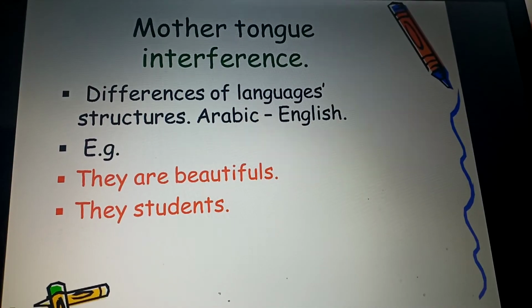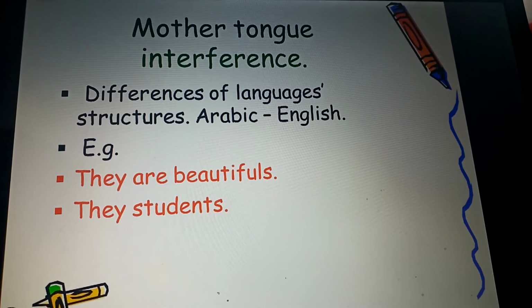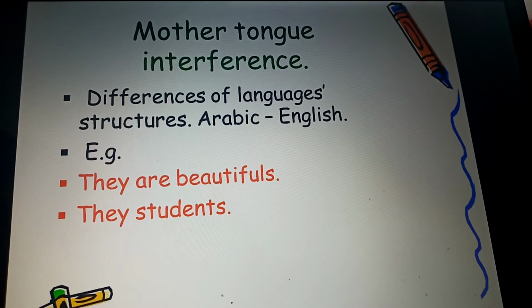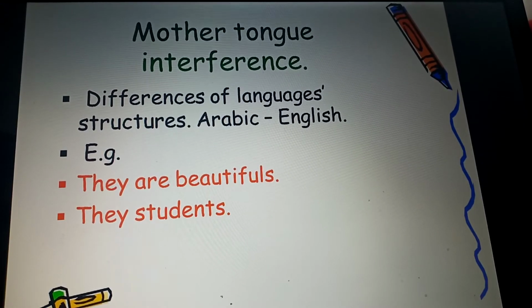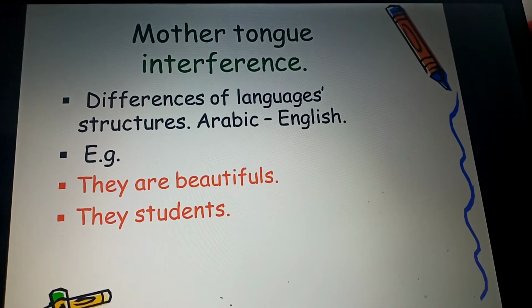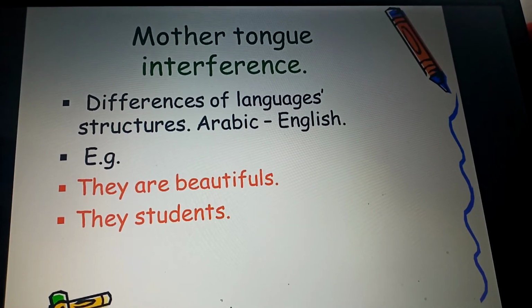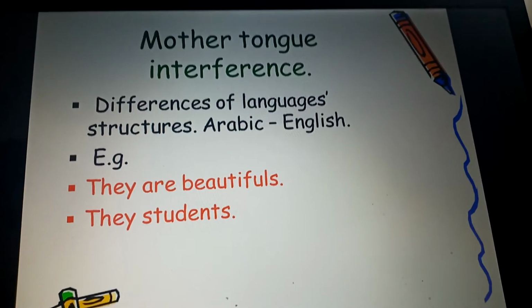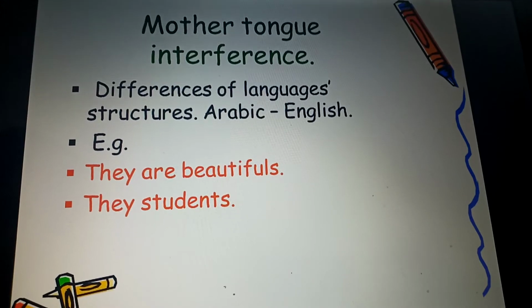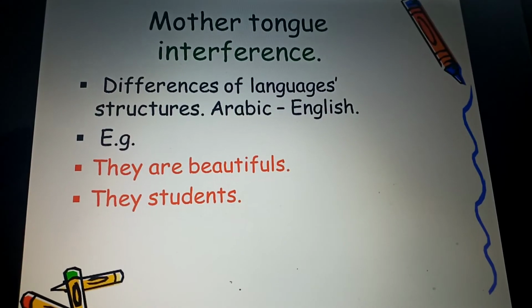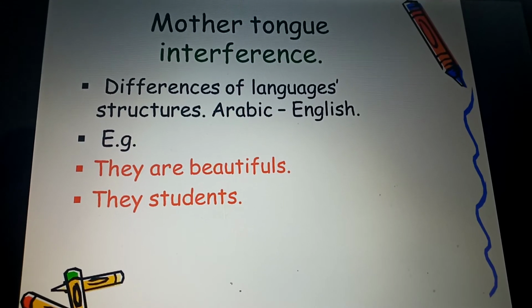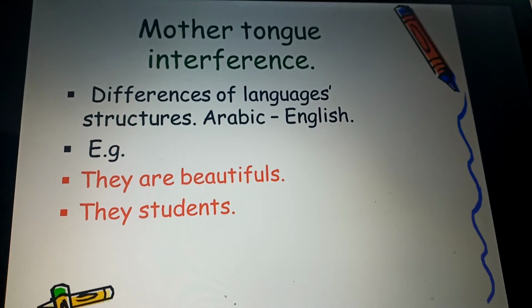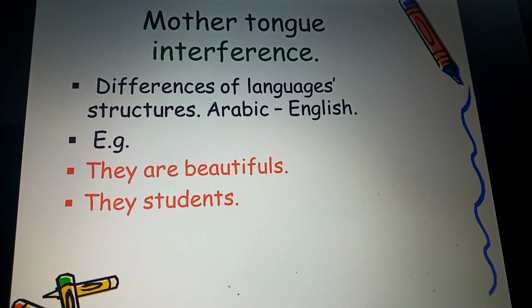Mother tongue interference. It's the differences of language structures, Arabic, English. For example, they are beautiful. They students. You can also find some mistakes here. There shouldn't be that, there should be they are beautiful. Because, as I mentioned before, beautiful is an adjective. They not students, they are students.